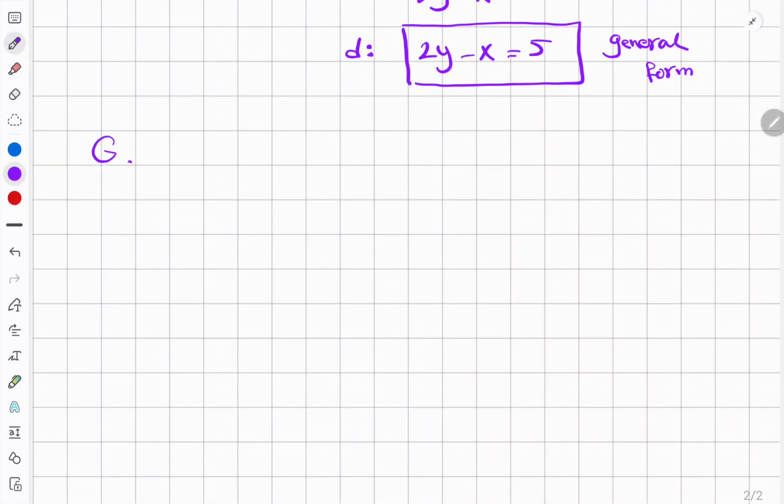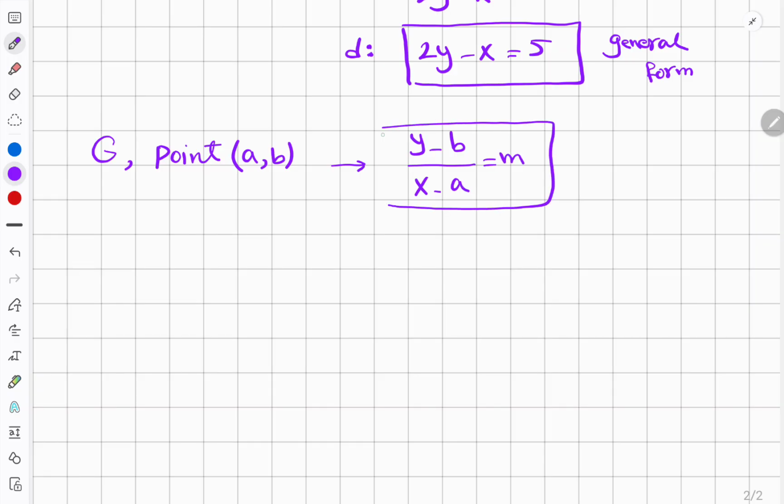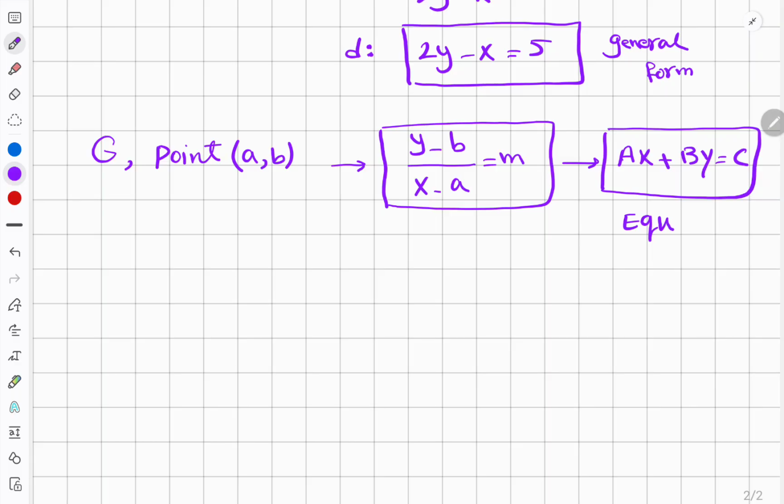So when you have a gradient and a point with coordinates a and b, you can use this formula: y minus b over x minus a equals m. And so in this form you will have an equation, and if you rearrange this, ax plus by equals c, which is the equation of the line.